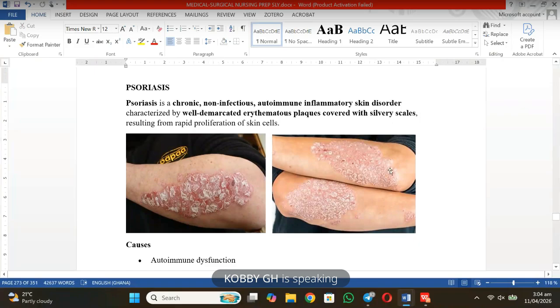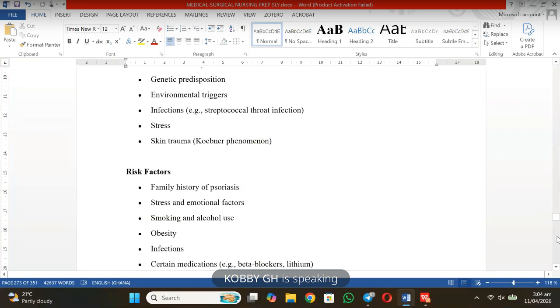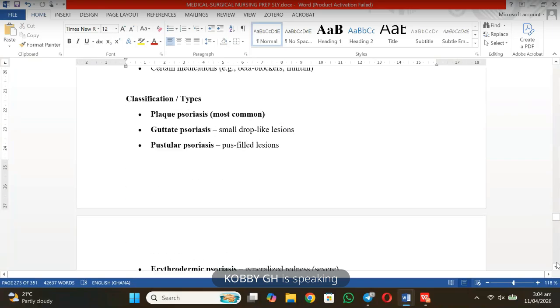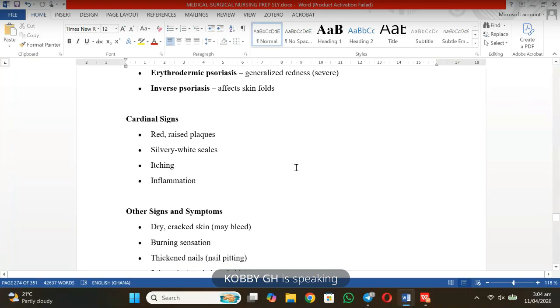So look at the image over here. You can see it's like a scale has formed on the skin. Dry, whitish, or they use the word silvery scales. Then they are talking about psoriasis. Remember, this one is an autoimmune condition, so your immune system is fighting.